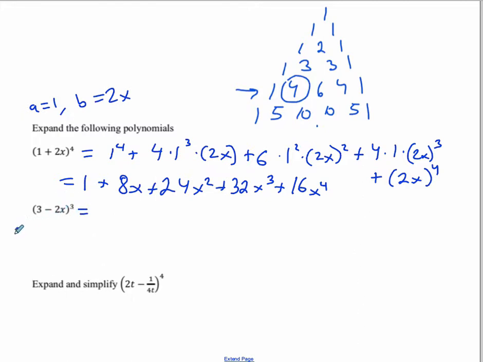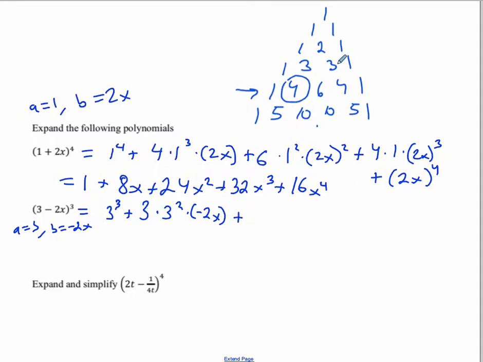Like this one here, we'll say a is 3 and b is negative, don't forget that negative, 2x. And it's to the power of 3, so we're going to use the 3rd row, and we're going to have 4 terms, 1, 2, 3, 4. So first we're going to have 3 to the power of 3, plus our coefficient is 3. This guy is here to the power of 2, 3 to the power of 2. And then negative 2x to the power of 1.